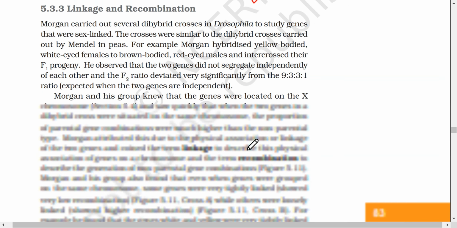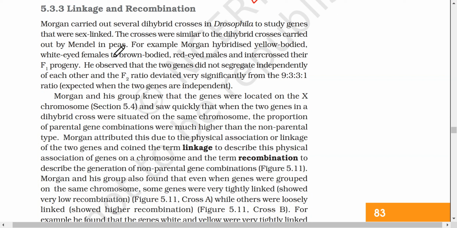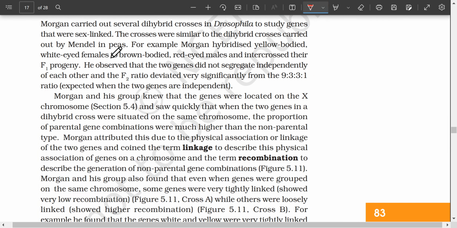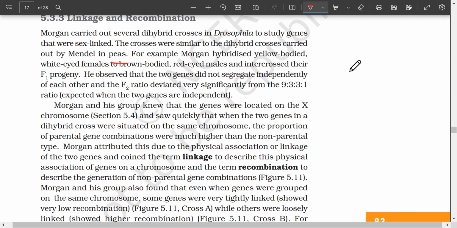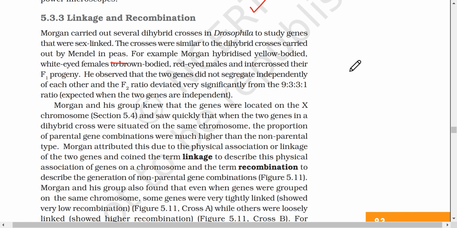Linkage and recombination. Morgan carried out several dihybrid crosses in Drosophila to study genes that were sex linked. The crosses were similar to the dihybrid crosses carried out by Mendel in peas. For example, Morgan hybridized yellow bodied, white eyed females to brown bodied, red eyed males and intercrossed the F1 progeny. He observed that the two genes did not segregate independently of each other and the F2 ratio deviated very significantly from the 9:3:3:1 ratio, which was expected when the two genes are independent. Now what did this say? The genes are not segregating independently. Fine.